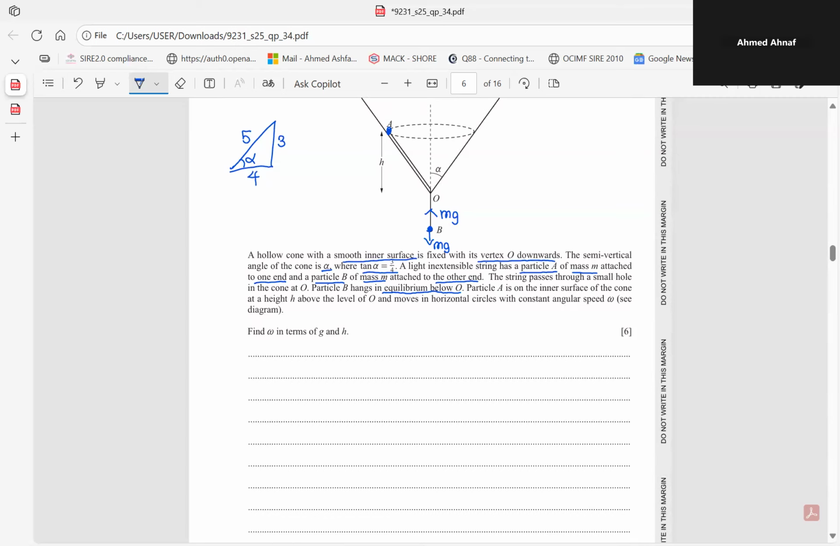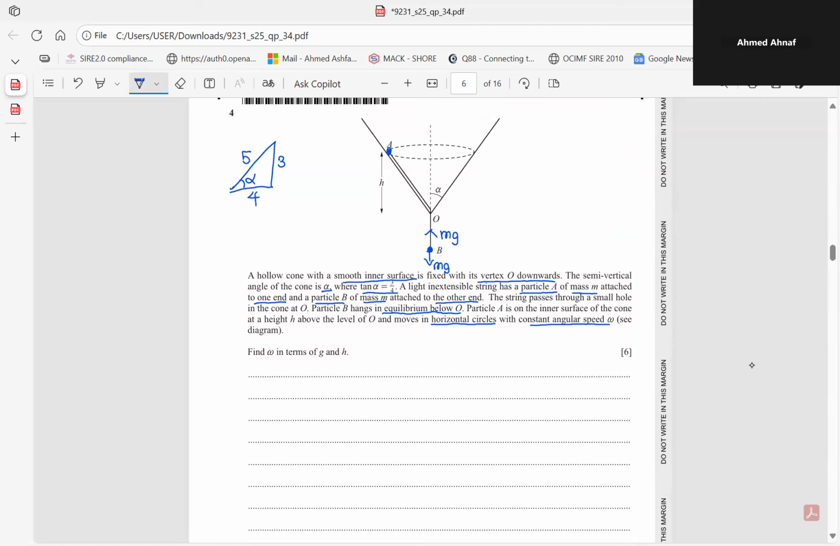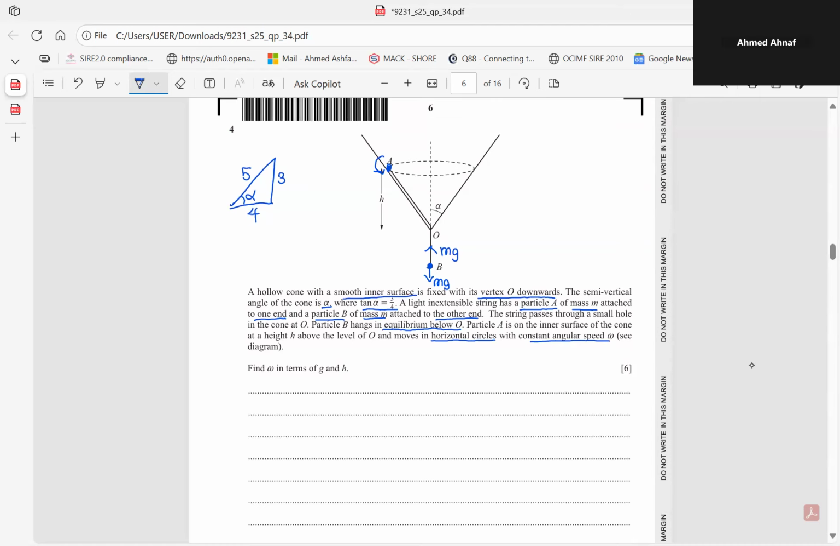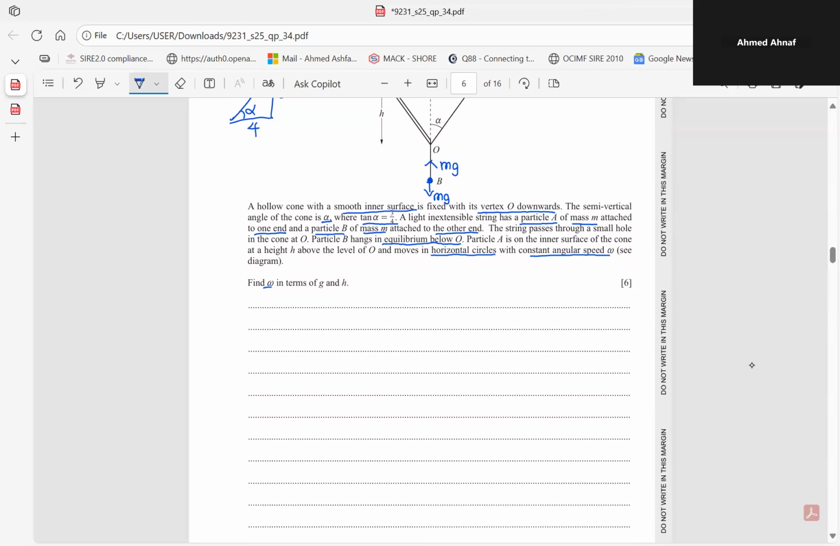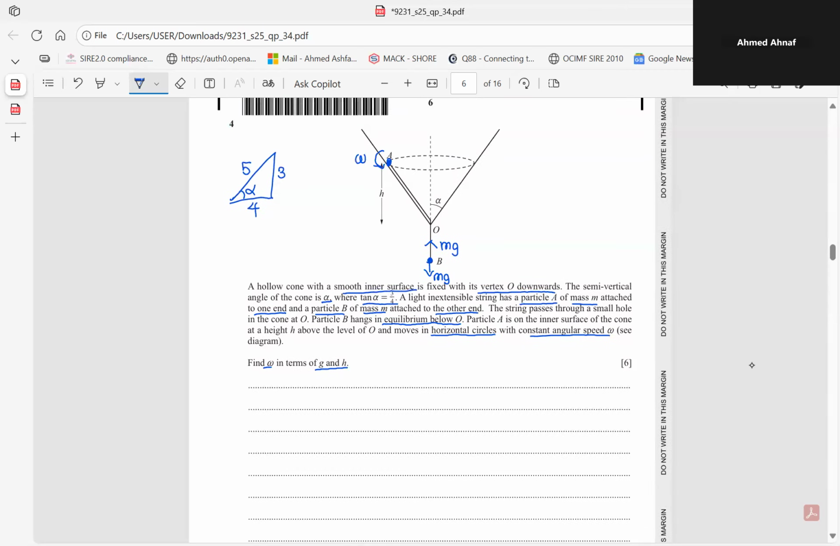So what else? The particle A is on the inner surface of the cone at a height h above the level of O, as given here, and moves in horizontal circles with constant angular speed omega. So the angular speed of A is omega. Now we're going to have to find omega in terms of g and h.